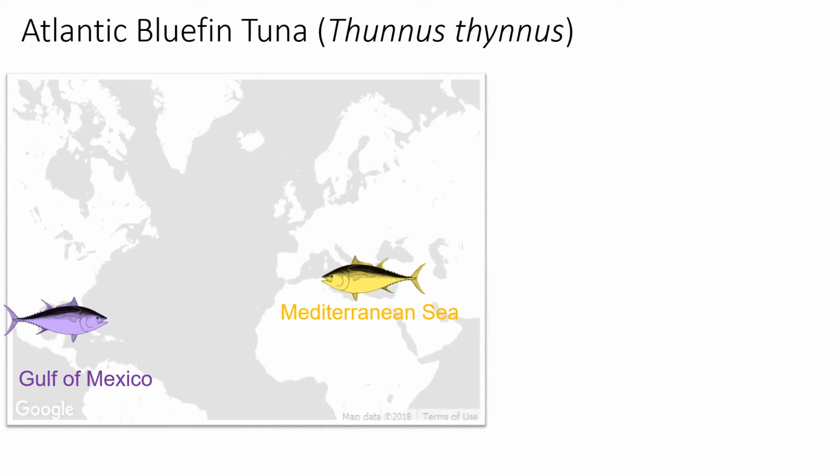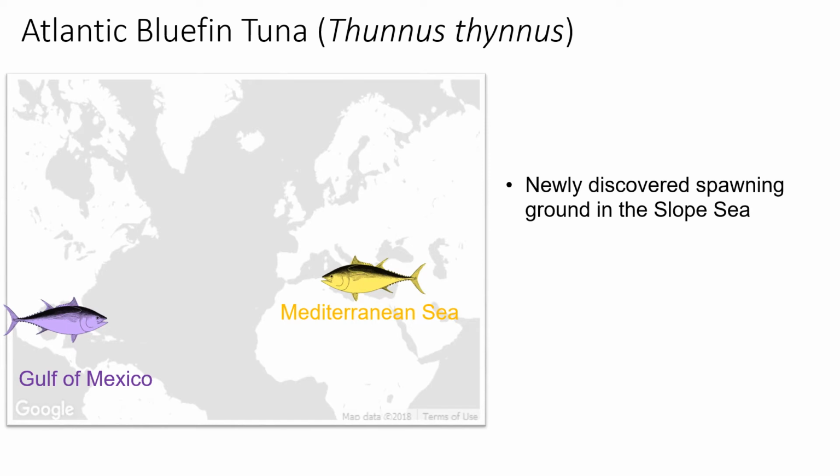On top of that, some larvae and juvenile specimens of Atlantic bluefin tuna found in an area located near the western coast of North America, in the Slope Sea, constitute the evidence of previously unknown spawning activity in this area. However, the genetic origin of these individuals, whose finding was published only in 2016, is still unknown.